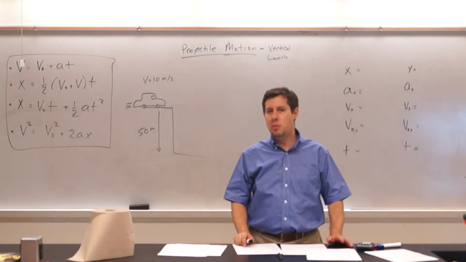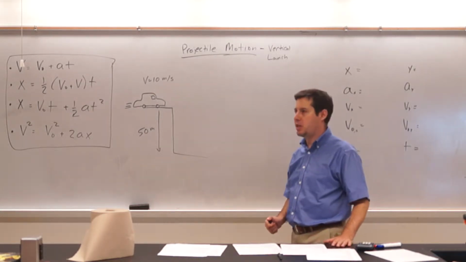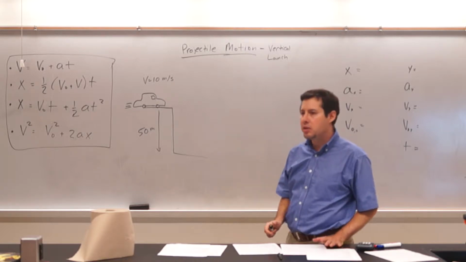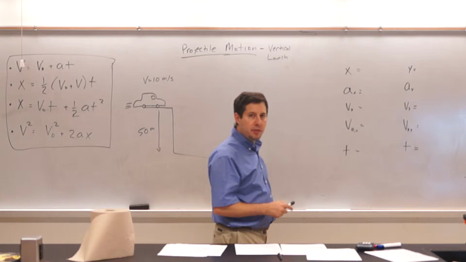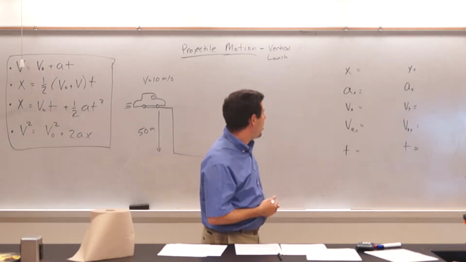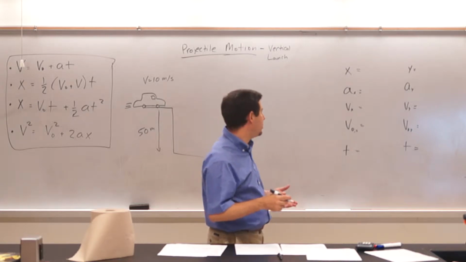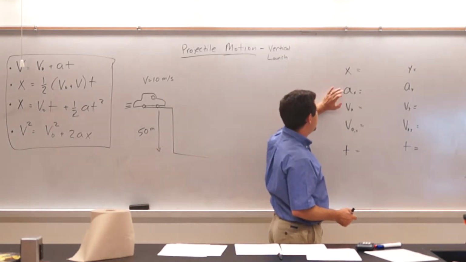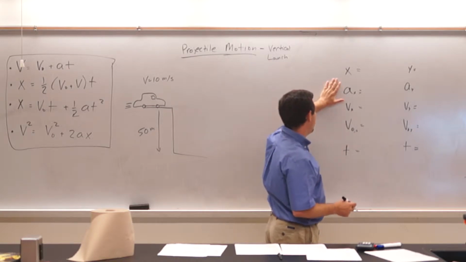Hi, this is a video on projectile motion for a vertical launch. There are different kinds of projectile motion. The vertical launch is in many respects almost identical to free fall. The difference is if you're dealing with free fall, almost all of your horizontal motion is going to be zero. So your x position is going to be zero, your acceleration, all these would be zero for a vertical launch.